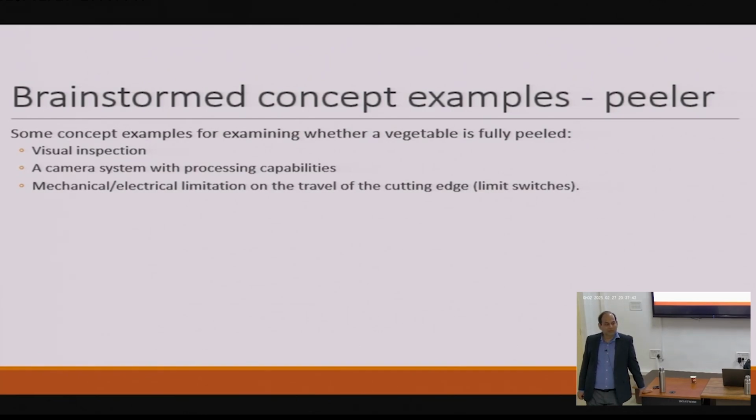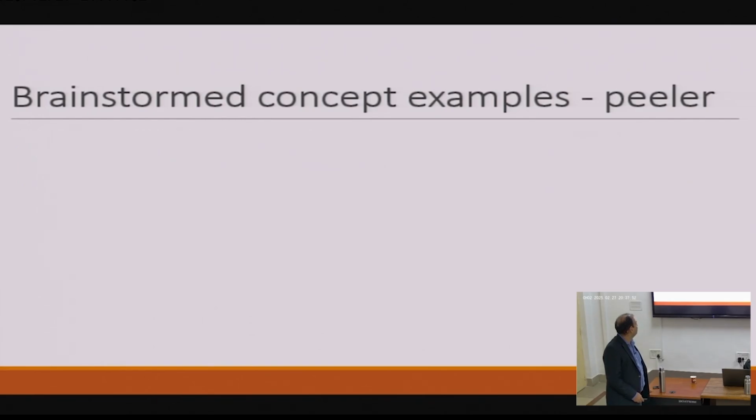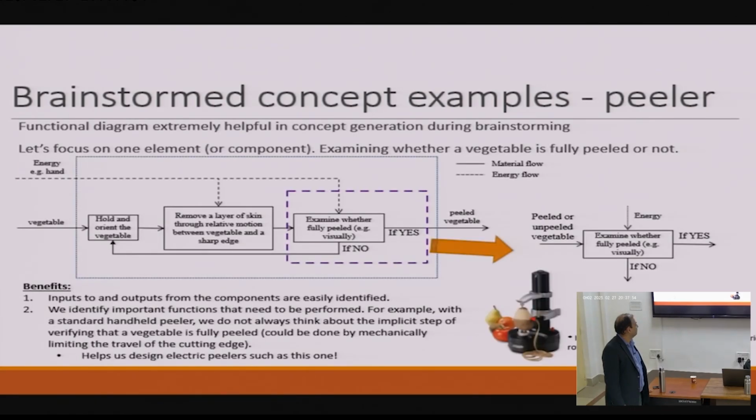Also in the diagram, the peel itself is also an output. So in the functional diagram, the inputs are energy and the vegetable, and the output is the fully peeled vegetable.